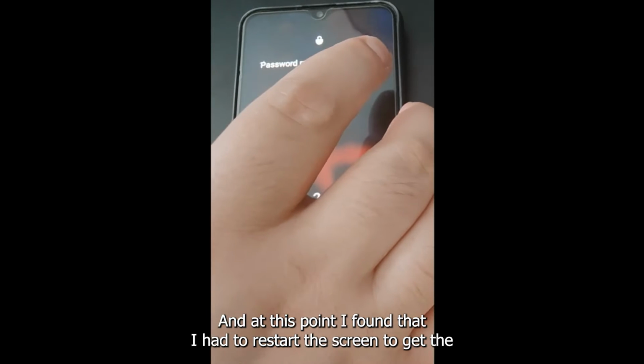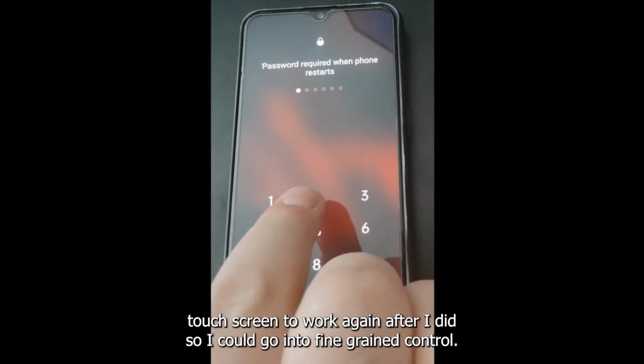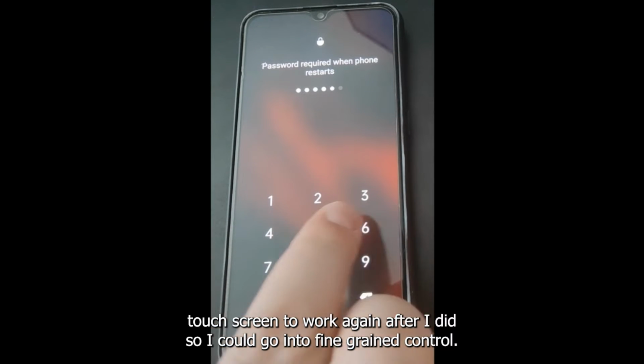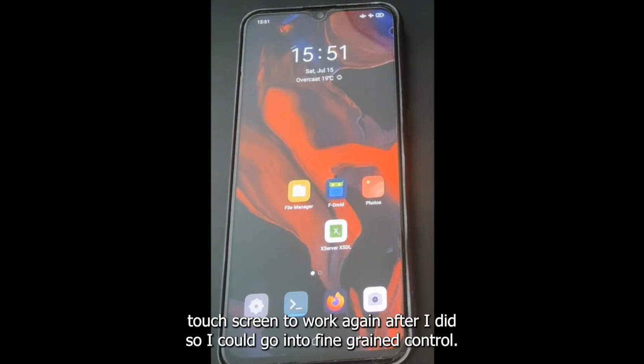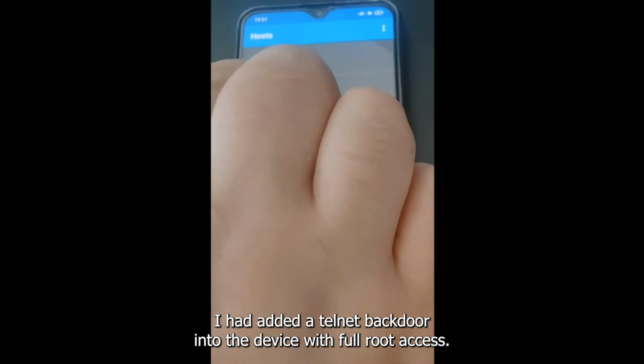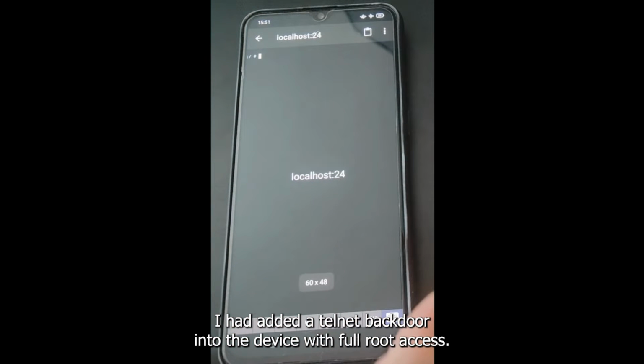And at this point, I found that I had to restart the screen to get the touchscreen to work again. But after I did so, I could go into phone, go into ConnectBot, and at this point, I had added a telnet backdoor into the device with full root access.